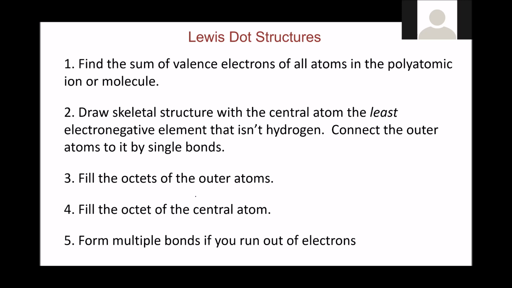And then you start satisfying the octet rule for the outer atoms first. After you finish the outer atoms, you move inward to satisfy the octet rule for the central atom. And depending on how many valence electrons you have, it is going to tell you if you need to make multiple bonds or not. If you run out of electrons, you will need to make multiple bonds, and we'll learn what this means and how we do it as we go through some examples now. So let's start with this example here.